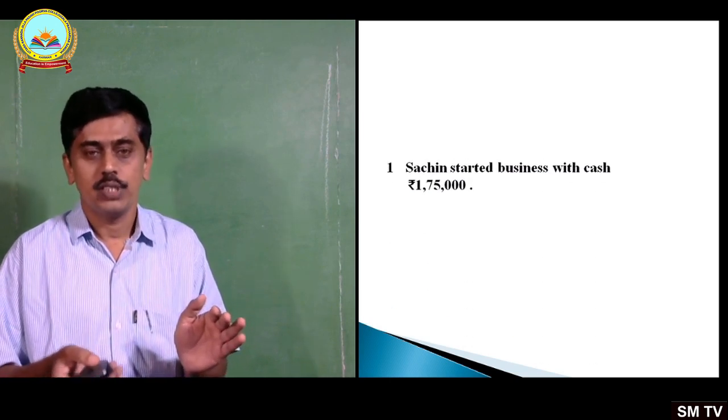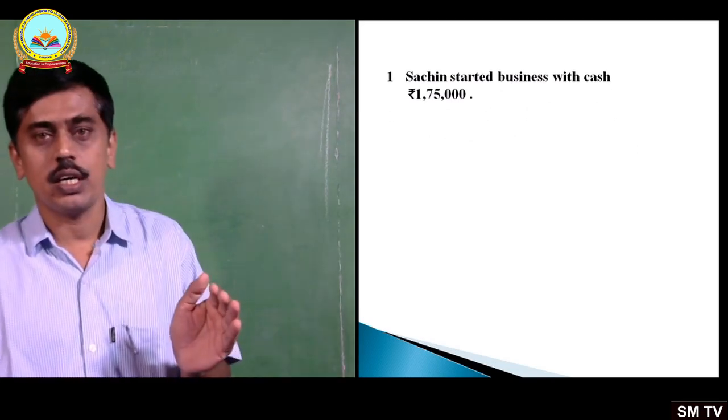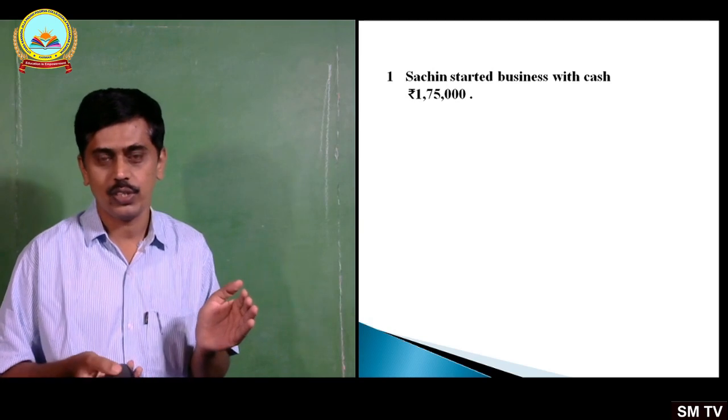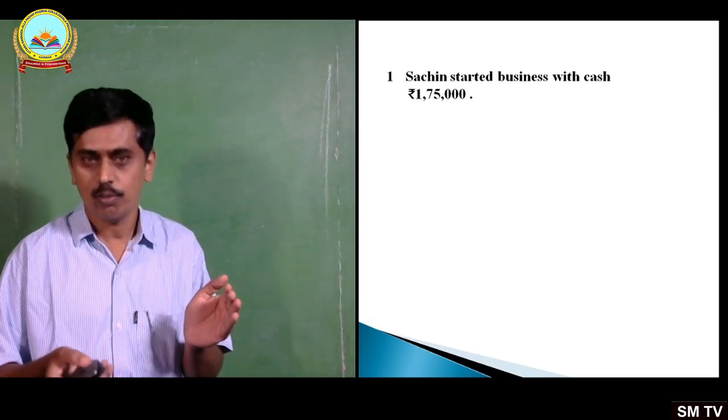Now let us prove that the accounting equation after the happening of all the transactions is equal. As usual, take the first transaction. Sachin started business with cash rupees 1,75,000. This is common now. You can solve it on your own quickly.